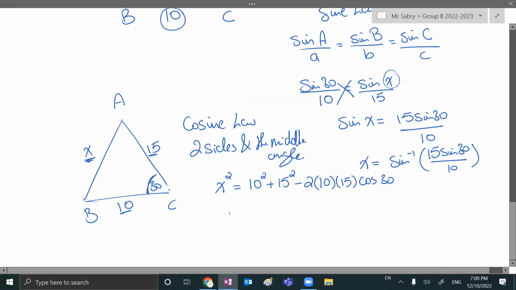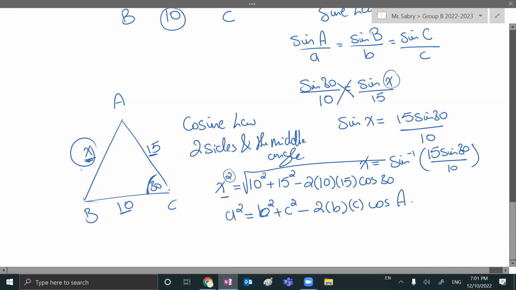So the rule actually is the following. A squared, any side squared, is equal to the two other sides, b squared plus c squared, minus 2 times the same two sides, and then cosine the middle angle, which is A. So if I need to find x, I'll just take the square root of all of this. That would get me the value of x, the value of this side. Does this make sense? Yes.